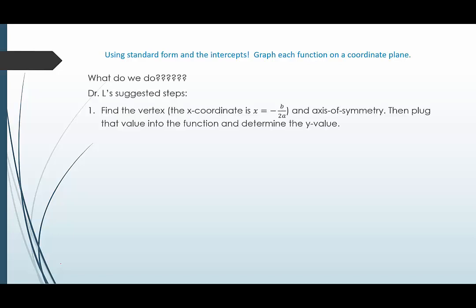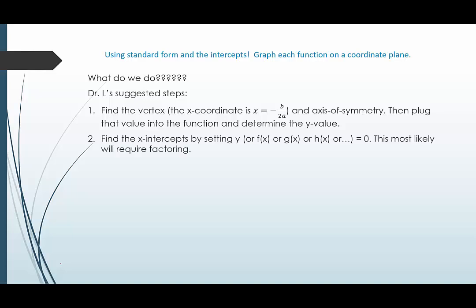Okay, so what are my suggested steps for using standard form and the intercepts and the vertex? Well, let me tell you. First of all, find the coordinates of the vertex. Use x equals negative b over 2a, then plug that into the function to figure out the corresponding y value. This will also tell you the axis of symmetry. Then you're going to find the x-intercepts by plugging in 0 for y or f of x or g of x or whatever the function's called.